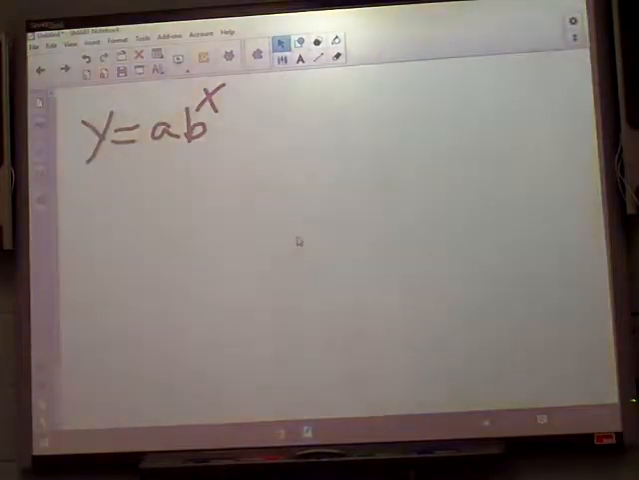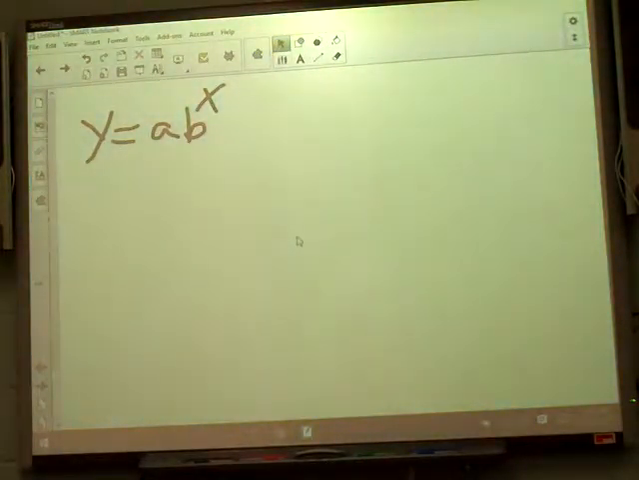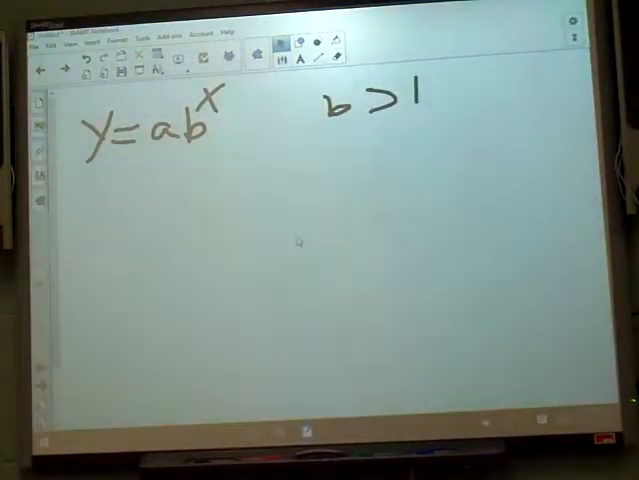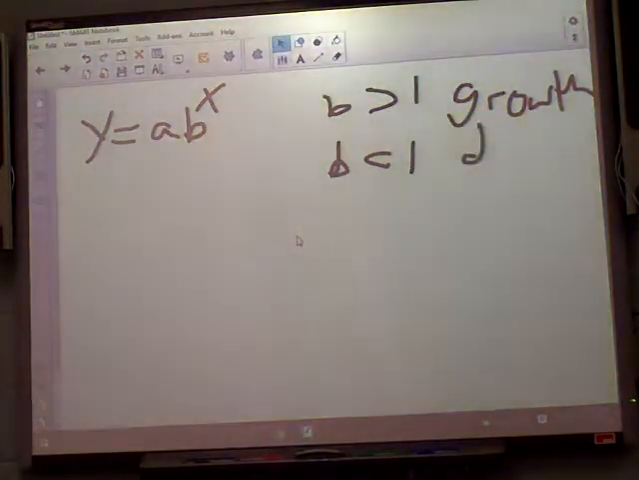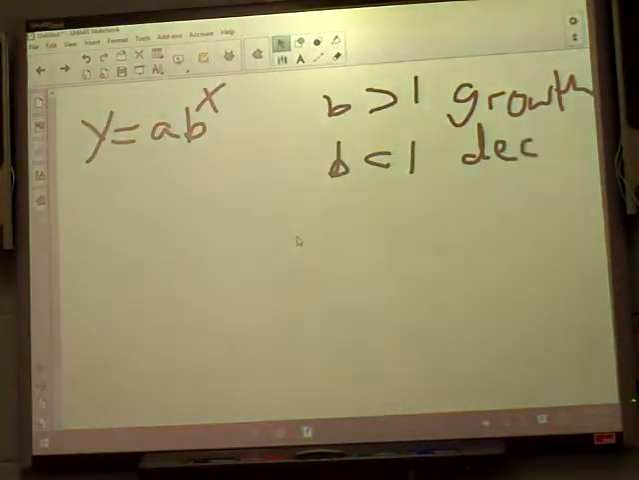Now what determines if it's growth or decay is what the exponent's on. So the b in this case. If our b is greater than 1, we're going to be an exponential growth function. If our b is less than 1, we'll be an exponential decay function.